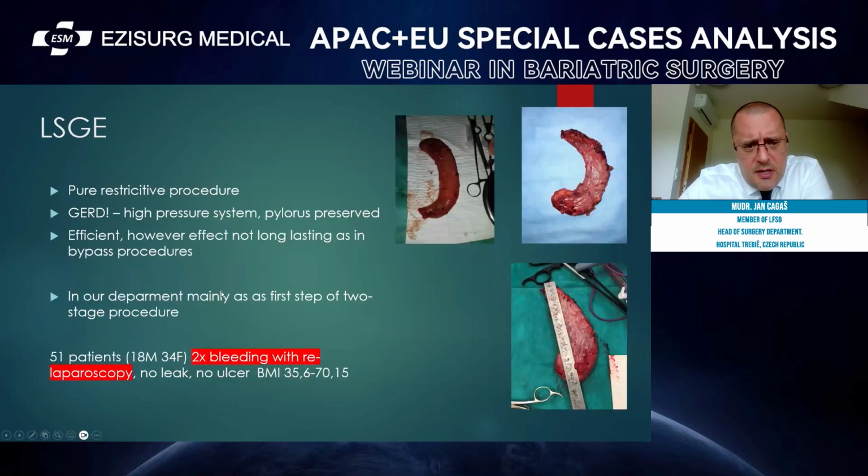And the last part is about sleeve. It's a poorly restrictive procedure. It's a high pressure system because we leave the pylorus inside. So it could increase the intraluminal pressure and gastroesophageal reflux, but it's very efficient. We mainly use it in high BMI patients as a procedure of choice, and then we switch to bypass approximately 1 year after they lose weight. We had some bleedings, but never leak, which is good. Our biggest BMI was 70.15, which was quite a challenge.